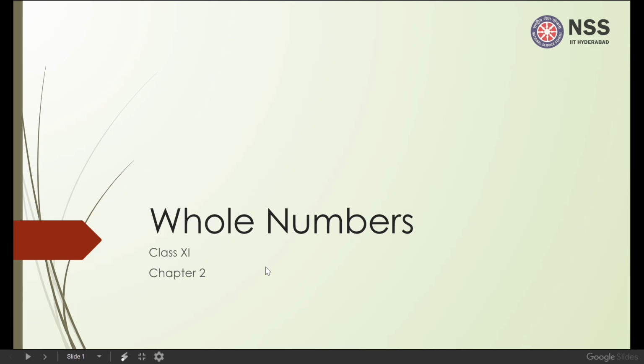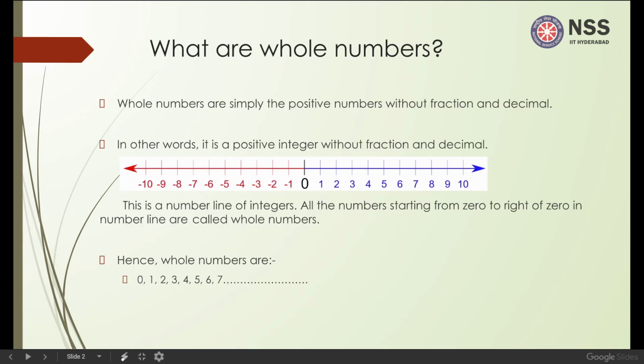Good morning, everyone. Let us study the interesting chapter, Whole Numbers, Class 6, Chapter 2. So, what are whole numbers? Whole numbers are the collection of all positive numbers which do not have any fraction or decimal. So, if we have a number line which has all the integers written on it, then the whole numbers starting from 0 and which lie on the right side of it are called whole numbers. So whole numbers are 0, 1, 2, 3 and so on.